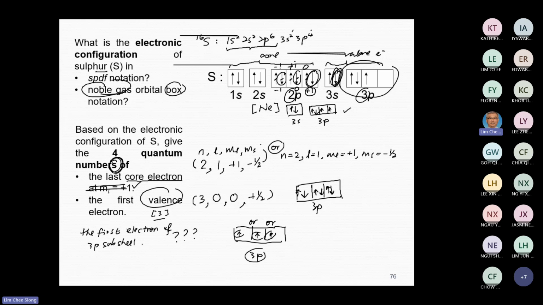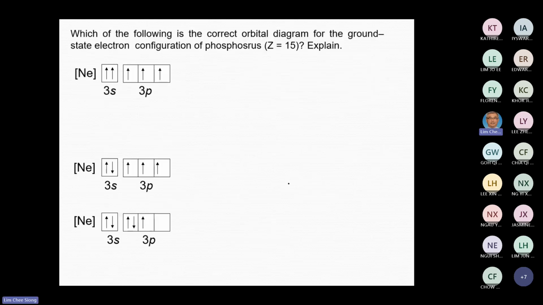Okay, any more questions before we proceed? No? Okay. Now we go further. Now look at here. Now we have to know about the principles when you fill in electrons. Which of the following is the correct orbital diagram for the ground state configuration of phosphorus? Z equal to 15. Z equal to 15, neon equal to 10, leaving 5 electrons over here. So when you go for 1, 2, 3, you must know which one is correct and which one is wrong, and if it's wrong, how you answer it.